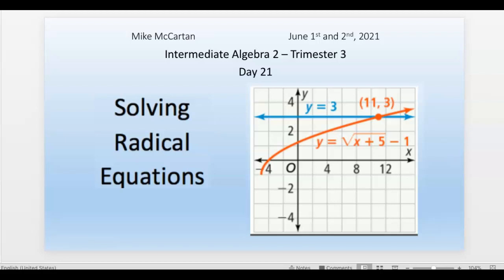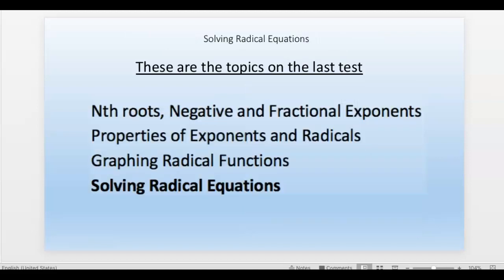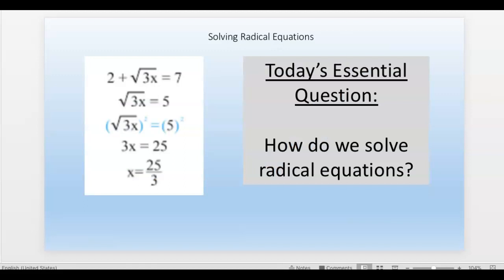It's solving radical equations. We're just going to solve and find x for different radical equations. Again, the last topic of the year. All right, y'all, these are the 4 topics that will be covered on the final test. Y'all, today's essential question, of course, how do we solve radical equations?